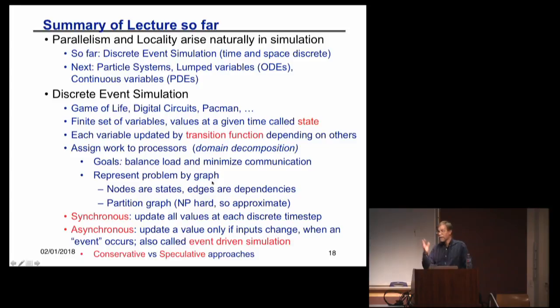More generally, I have a graph. The graph represents who influences whom. And I represent the nodes as states, and the edges are dependencies, and I have to partition it. And that's called the graph partitioning problem, which we'll come back to later. Then I can either do it synchronously, where there's a global clock, or asynchronously, where I only change when the inputs change, and that can be either conservative or speculative.